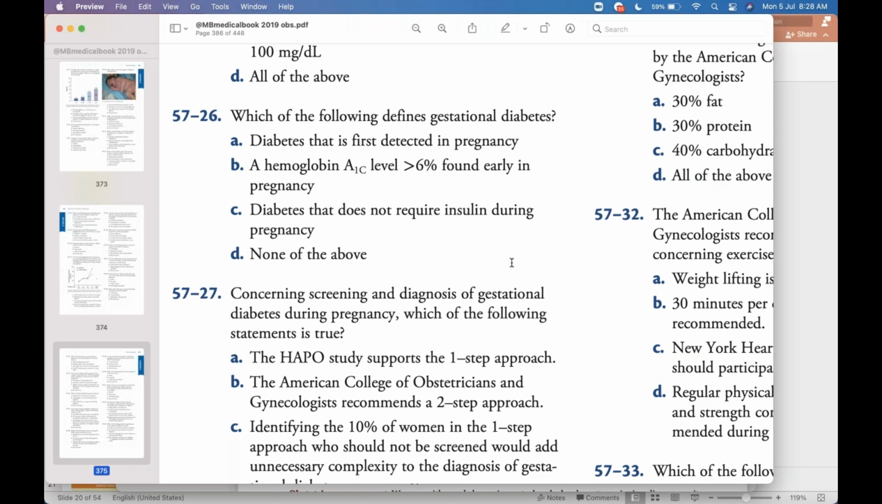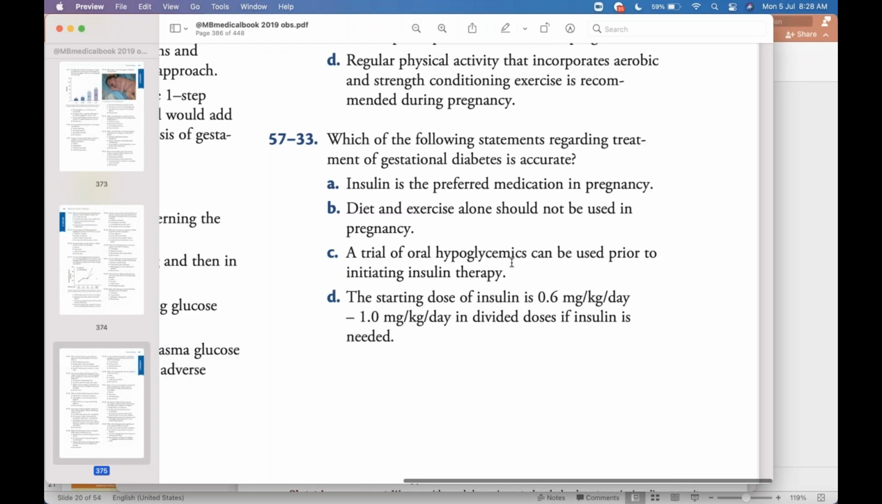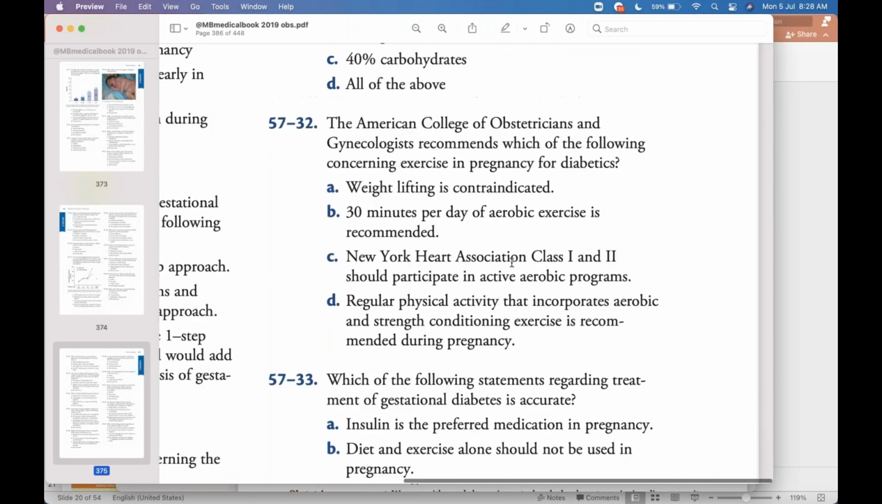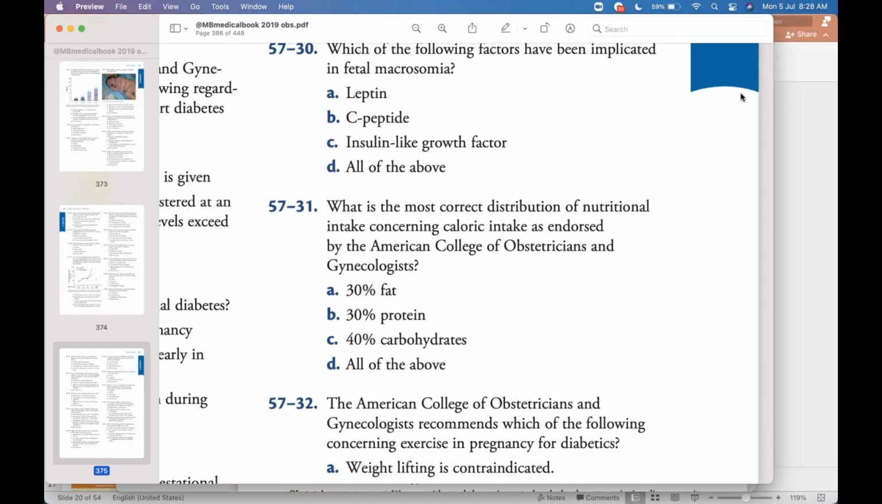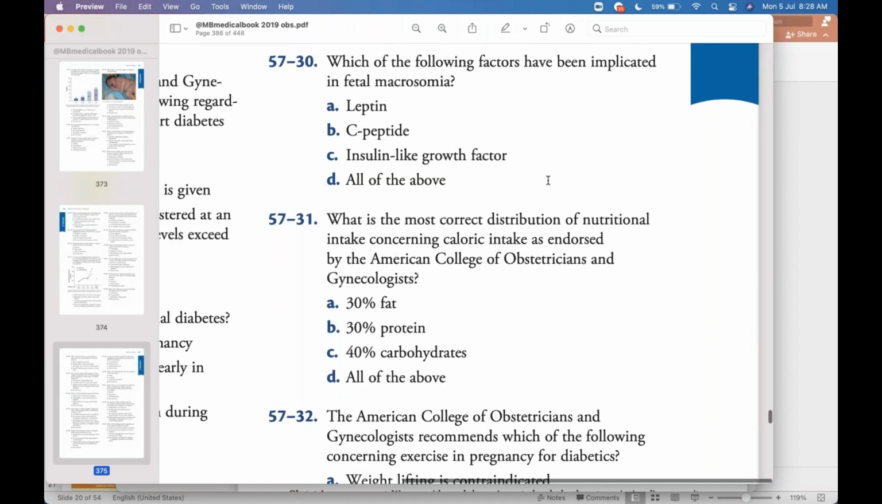This is one question which I used to be confused about: if you find type 1 diabetes in pregnancy, would we call it gestational diabetes? Yes, we will call it gestational diabetes only.